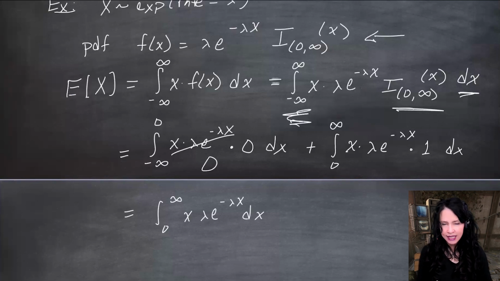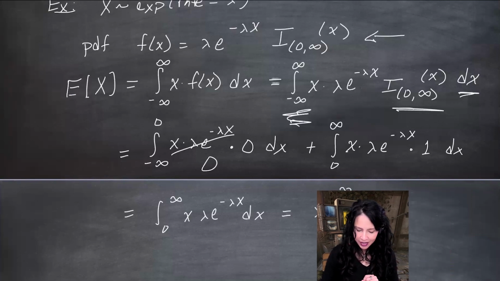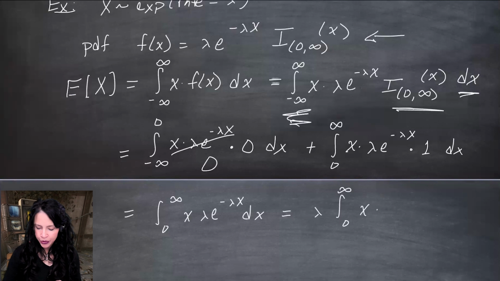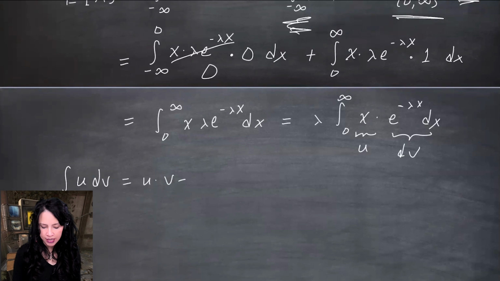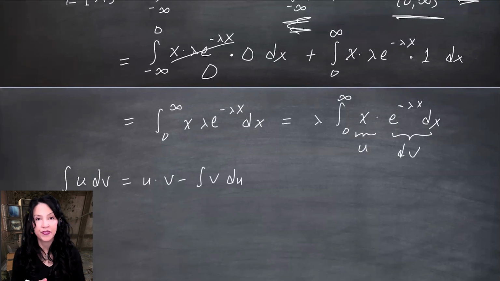So this is an integration by parts kind of thing. I would probably take the lambda out. Actually, I wouldn't do any of these. I have a trick for you coming up, but we don't know that yet. So how would you deal with this integral? You might say that this is like a u and this is a dv, and do integration by parts using the fact that the integral of u dv is u times v minus the integral of v du.